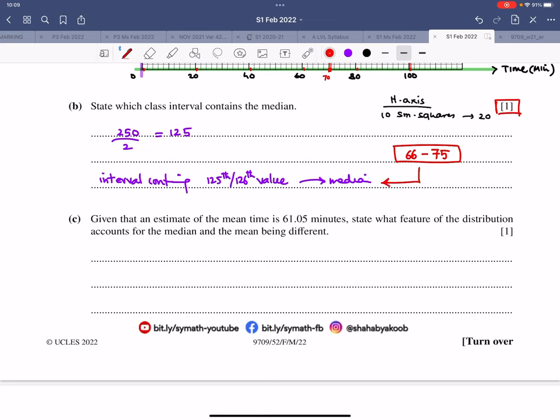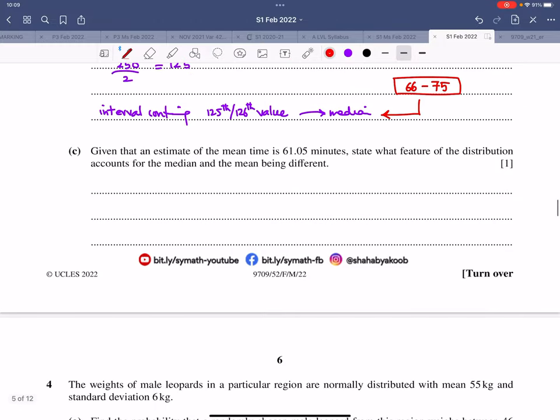Now it says, given an estimate of the mean time, they're not asking us to calculate it. They're saying an estimate of the mean is this much. What feature of the distribution accounts for the median and mean being different? It's a very nice question they have asked. The solution is, which kind of distribution has the same mean and median?